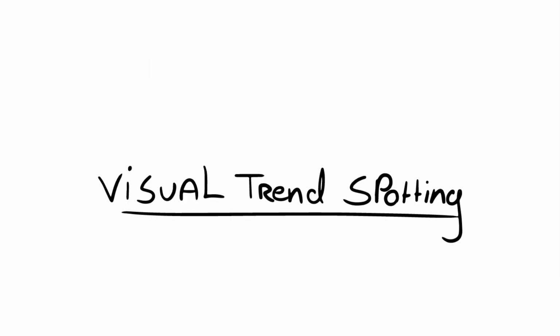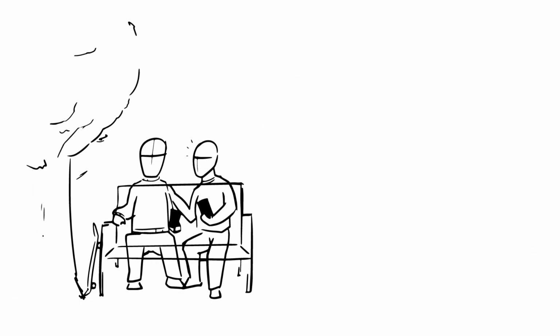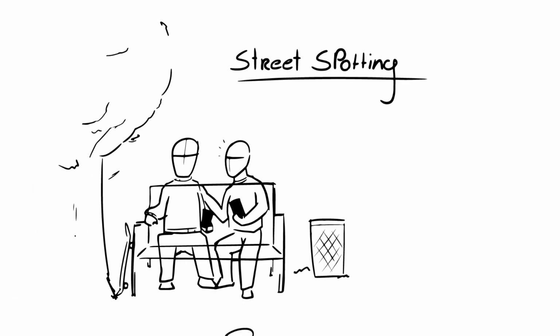Visual trend spotting is about finding weak trends in things like fashion or style. Weak trends cannot be found in data and therefore have to be found out in the field through impressions. Street spotting is a form of visual trend spotting which relies on gathering information from observations in the popular places in the public domain.